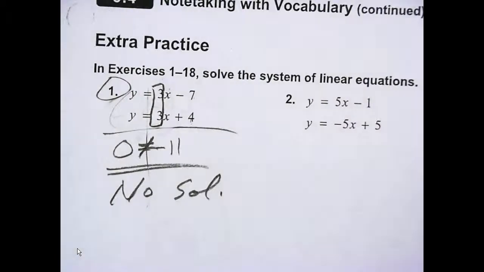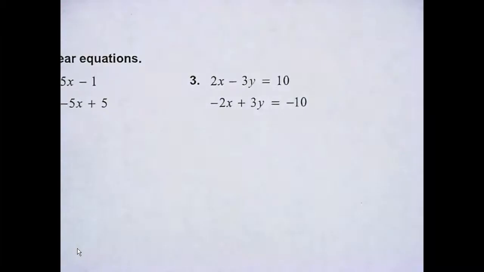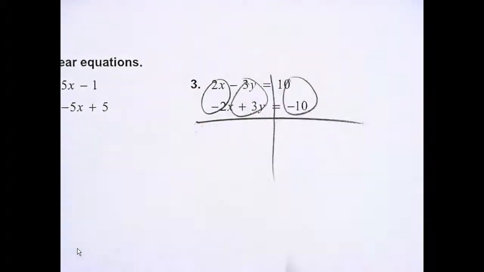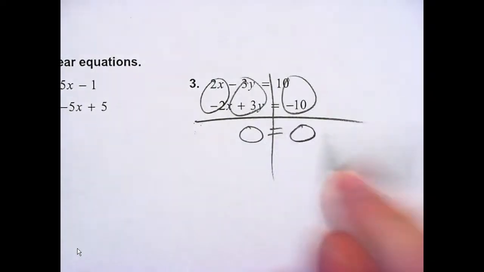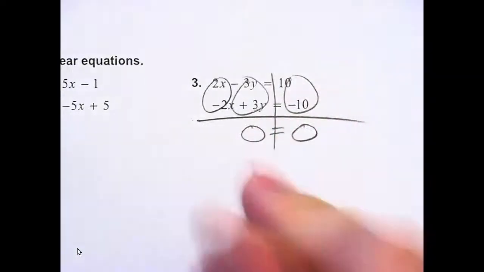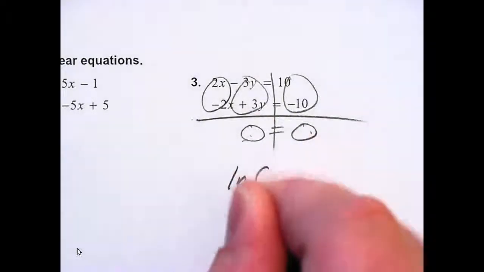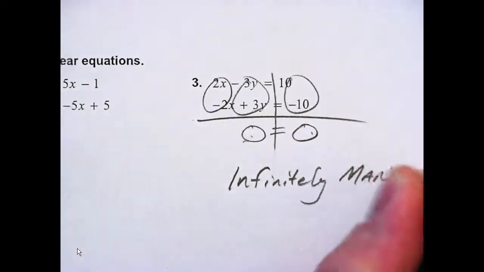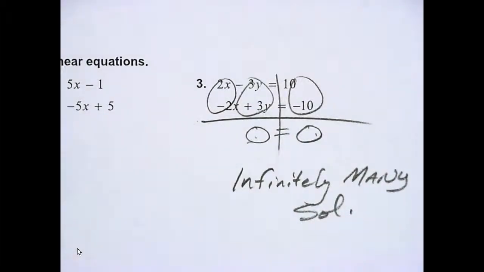All right, try number 3, please. Number 3. All right, well, let's check this one out. If I add them up, since I have opposites, that's 0, that's 0, that's 0. On this side, I get 0. On this side, I get 0. That is infinitely many. Your variables disappeared, and you're left with a true statement. Infinitely many solutions. I prefer you do infinitely many.